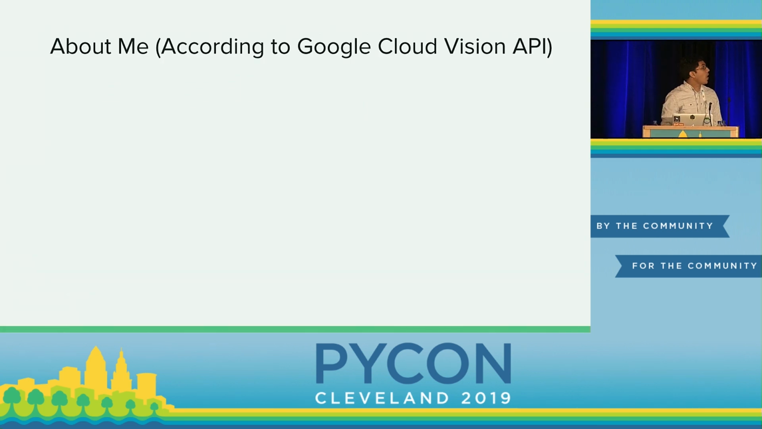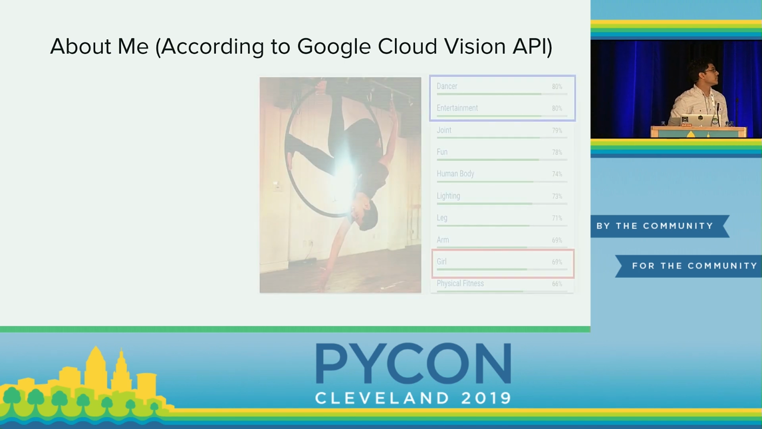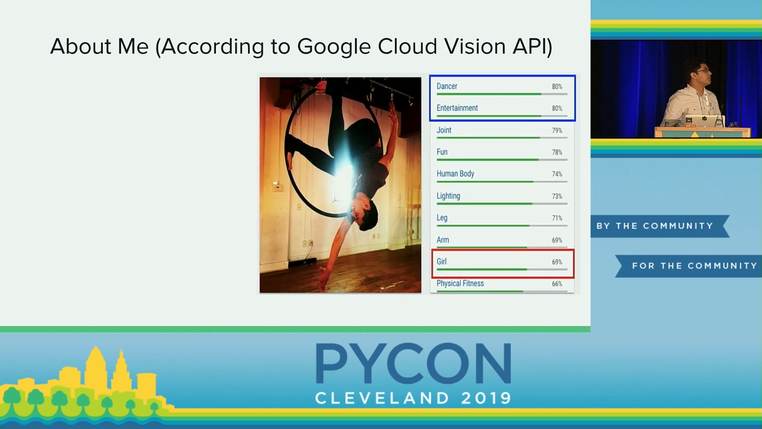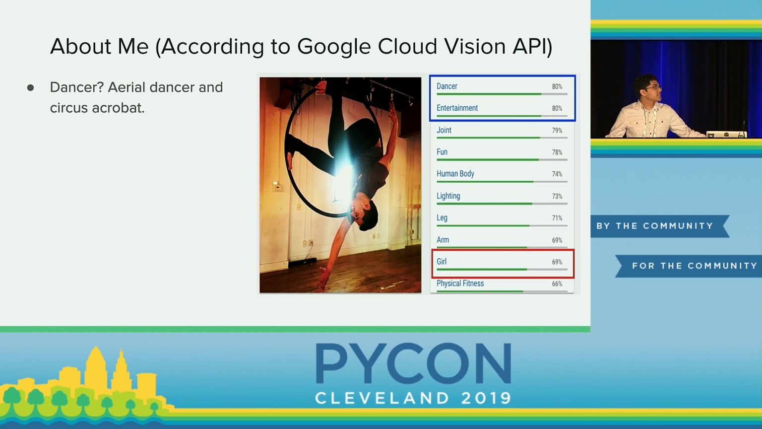So, a quick intro about me, according to the Google Cloud Computer Vision API. I ran a photo of myself through the Google Vision API, and it produced some labels for me. So let's go through some of them and see how right they are. Am I a dancer? Yes, I'm an aerial dancer and a circus acrobat. I just work as a data scientist for 40 hours a week because I gotta pay rent somehow.